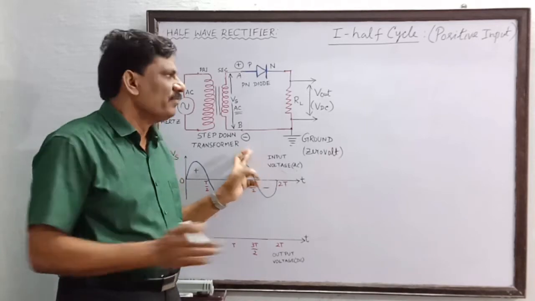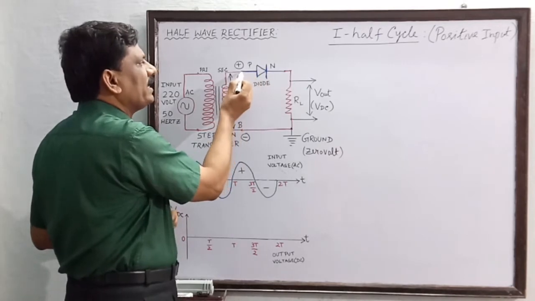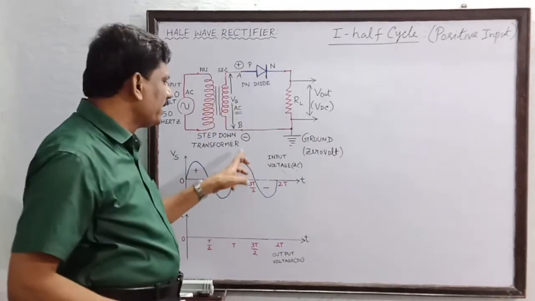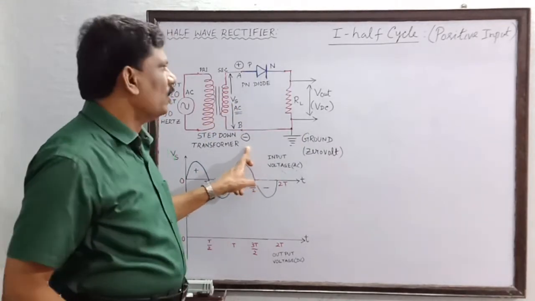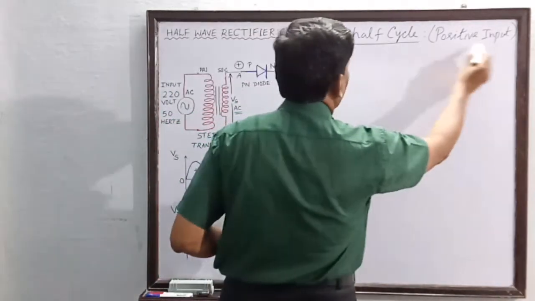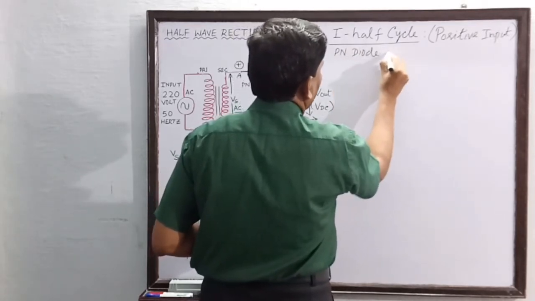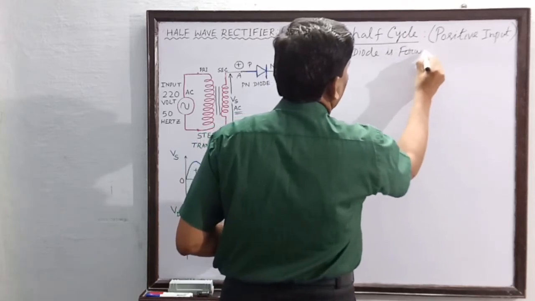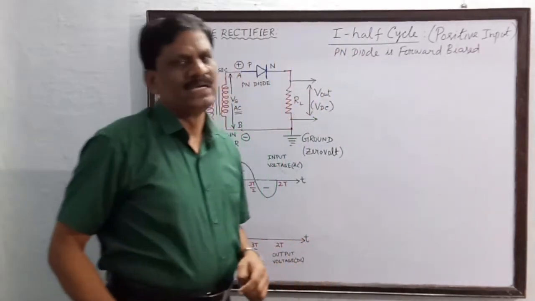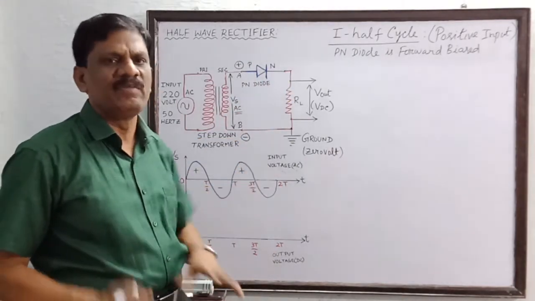Okay, students. When this situation occurs, when the P region of the diode is connected to the positive of the input and the N region of the diode is connected to the negative of the input voltage, now the diode will be forward biased. That is very important. So during the positive half cycle, the PN diode will be forward biased. Okay, students, diode is forward biased. Now we have studied in the previous topics what is meant by forward bias. So when P is to positive and N to negative, the diode is said to be forward biased.